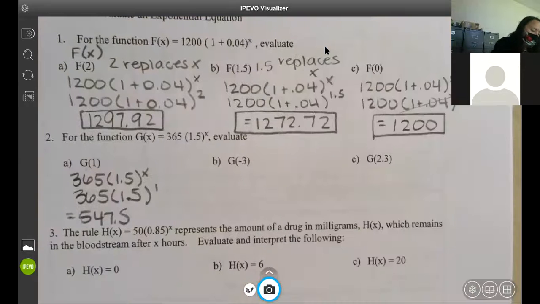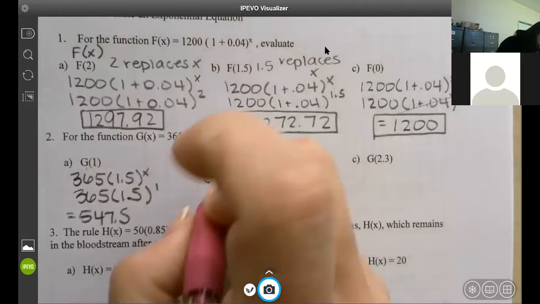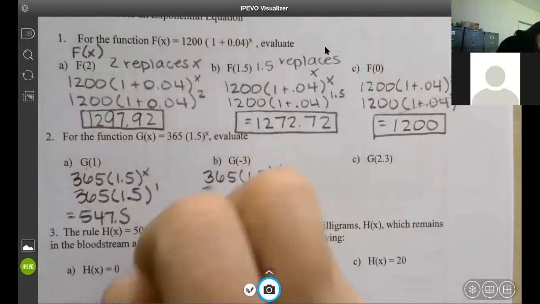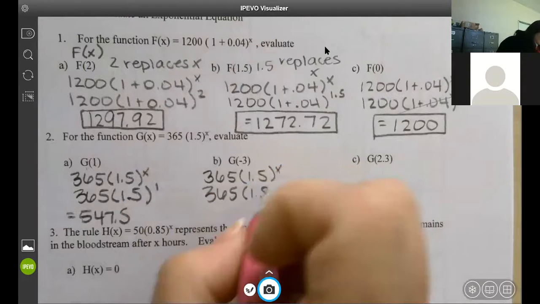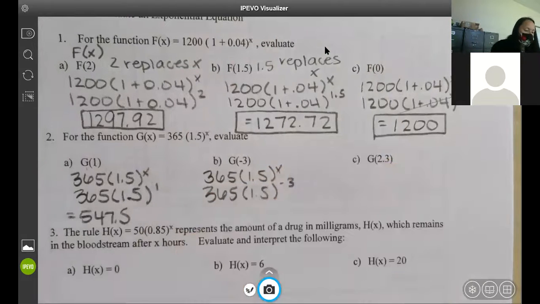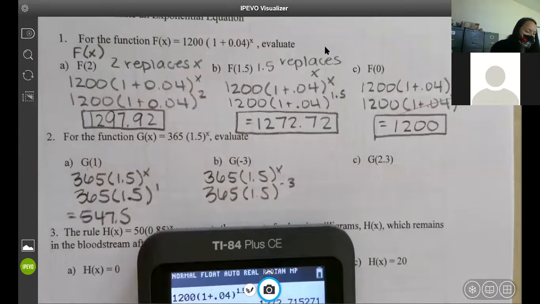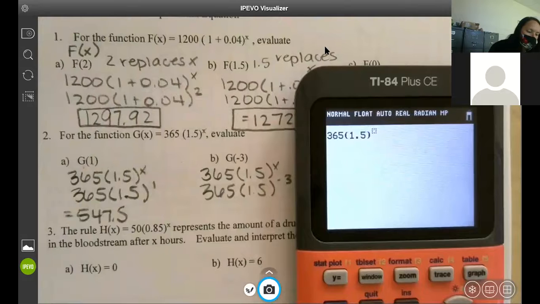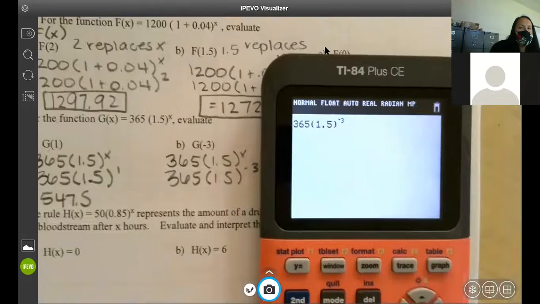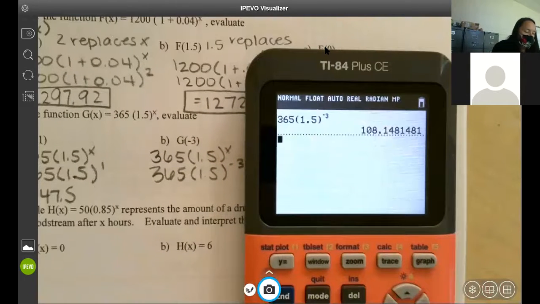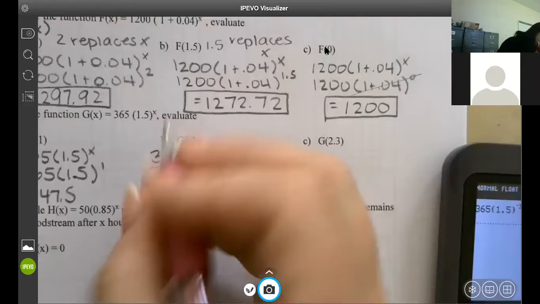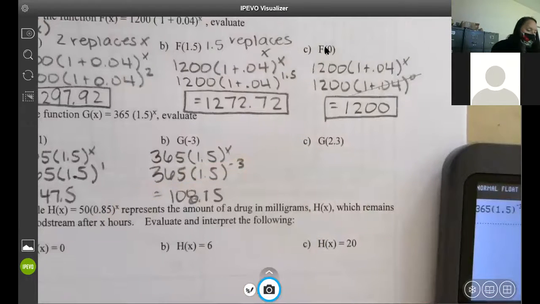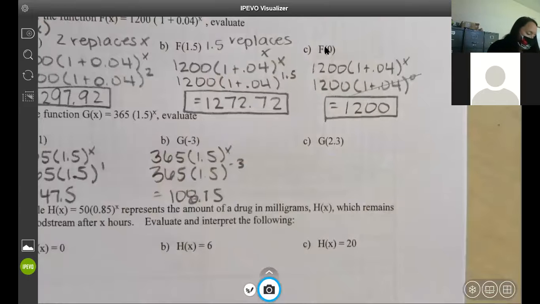Same thing on the next one. We're going to use that same function G, but for the x, we're going to plug in -3. 365 times 1.5 to the -3 gives us 108.15.